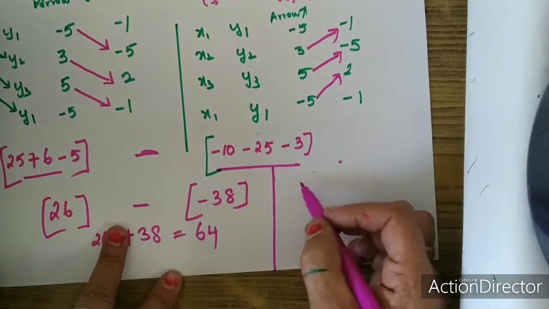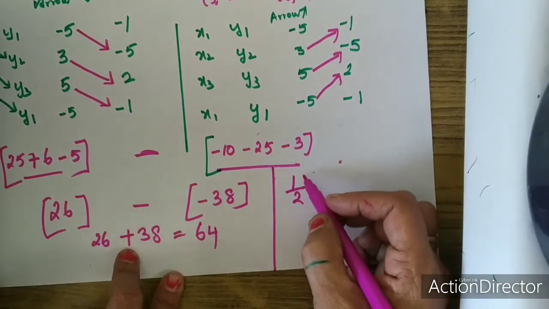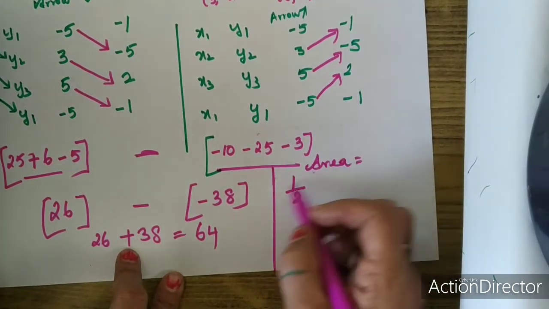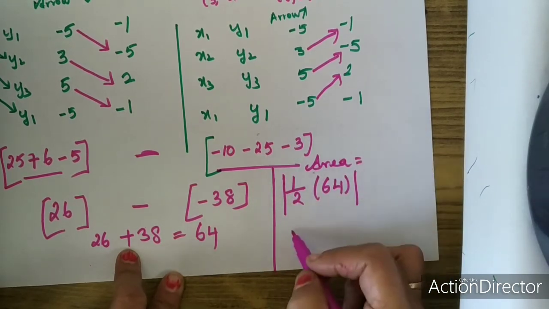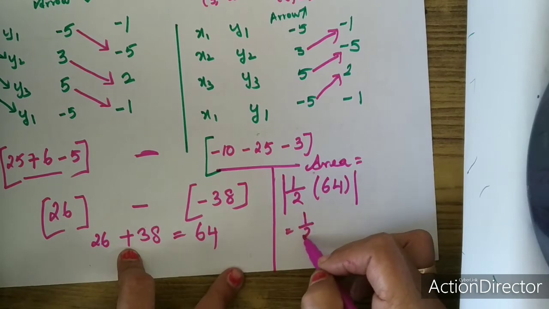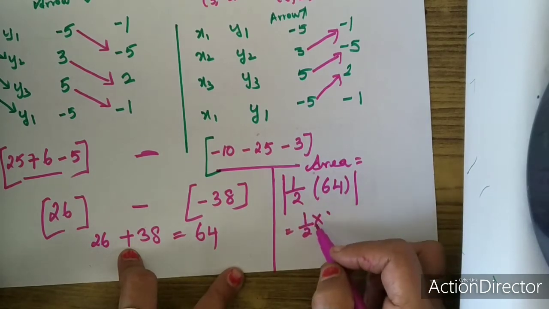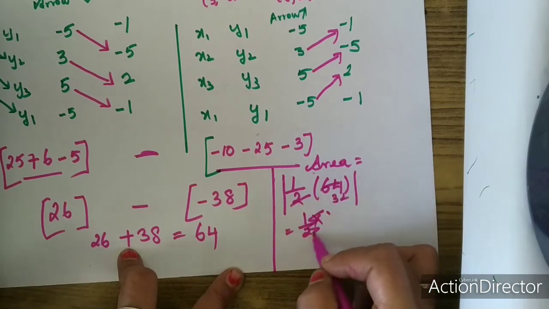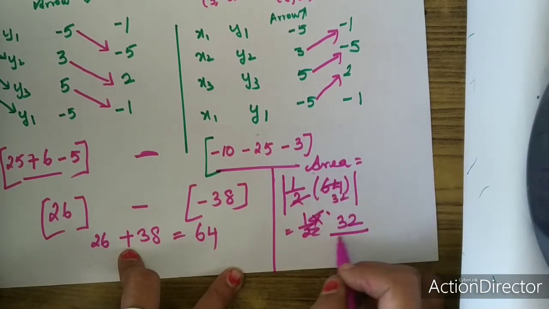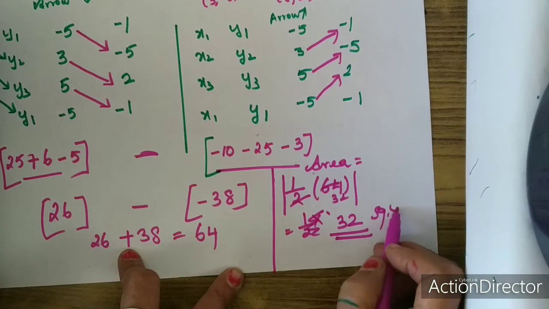Our formula is area equal to modulus of half into 64. Half of 64, if you cut 2 and 64, you will get 32. So my answer is 32 square units.